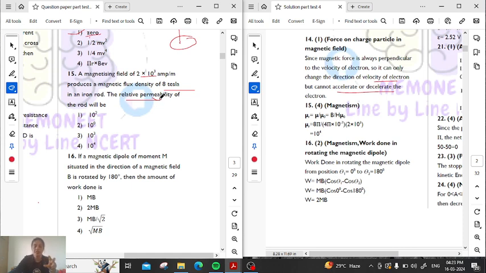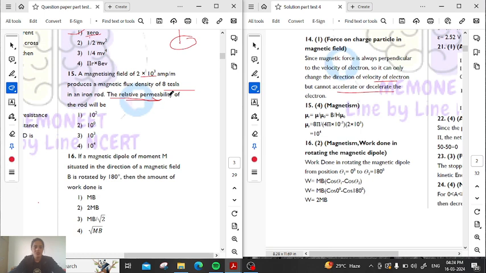Okay, so in this particular scenario it's very simple. Simple means they are asking the thing directly, what is the relative permeability of this rod. So it is very simple. Now first we need to find the formula for relative permeability. You can see this μr is the relative permeability, and the formula is μ by μ naught. We can also write it as B by H μ naught. Now we have been given the values, just put them here.